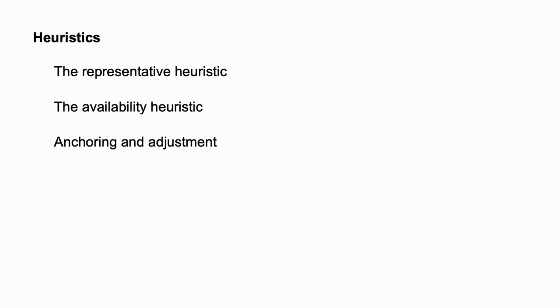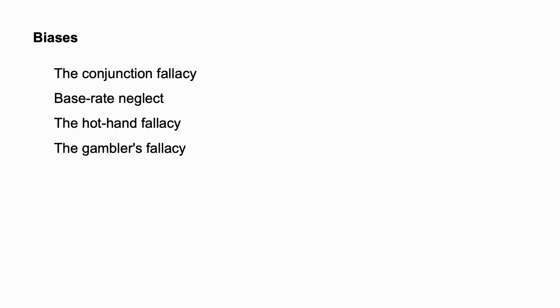I'll cover the representativeness heuristic, judging probability by similarity to prototypes. The availability heuristic, estimating frequency based on how easily examples come to mind. And anchoring and adjustment, using initial values as reference points for estimates. Building on this foundation, I'll then analyze specific biases that emerge in probability judgments.